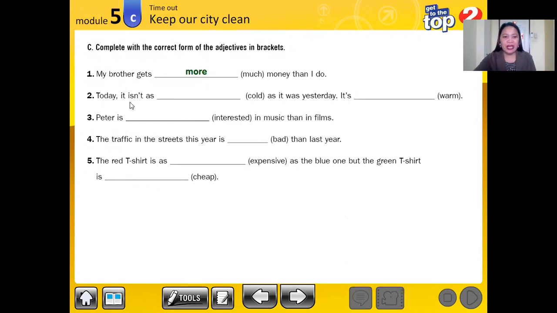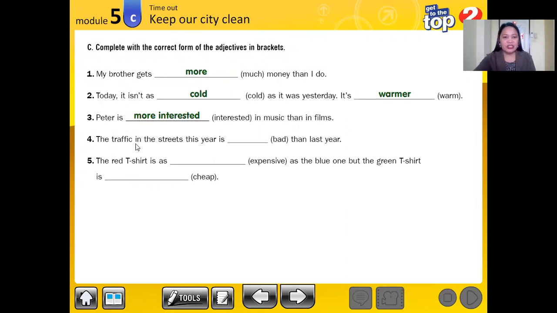Okay. Today, it isn't as... as... So we retain the adjective, the same, cold. It's warm, warmer. All right. So Better is blank interested in music than... All right. We have again "than" here. Adjective interested. So we are going to write in a comparative form of adjective, which is more interested.